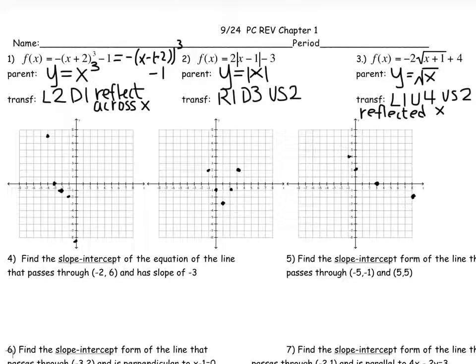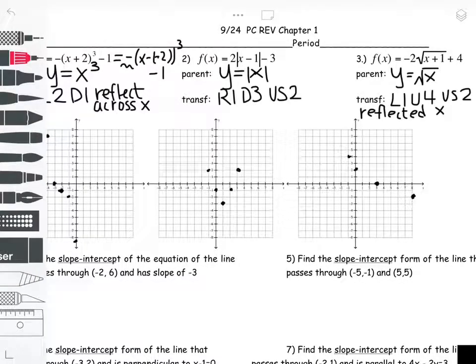And then the negative 1 multiplying the whole function is the value of our a. When a is less than 0, it means it's reflected across the x-axis. So the transformation compared to the parent function will be left 2, down 1, reflect across the x-axis. Now I'm ready to plot the graph.